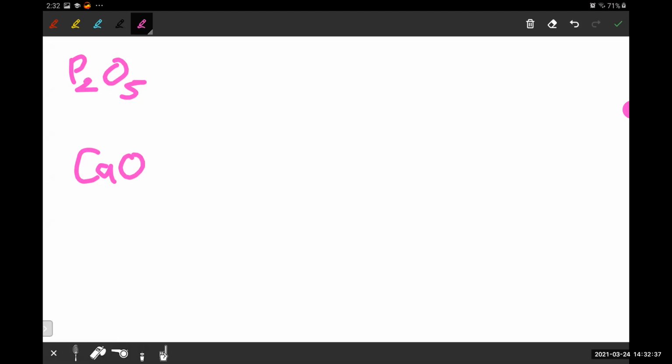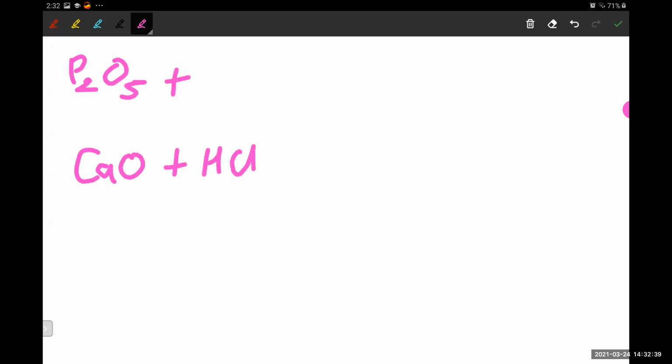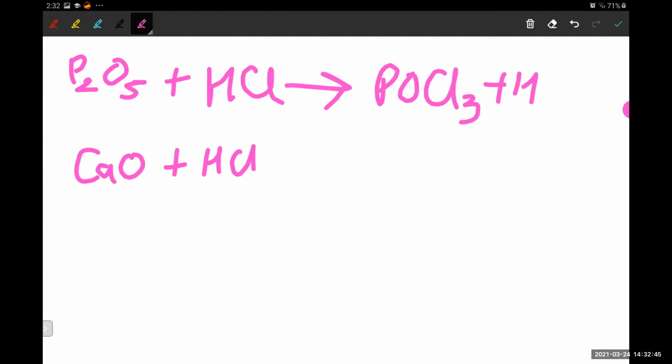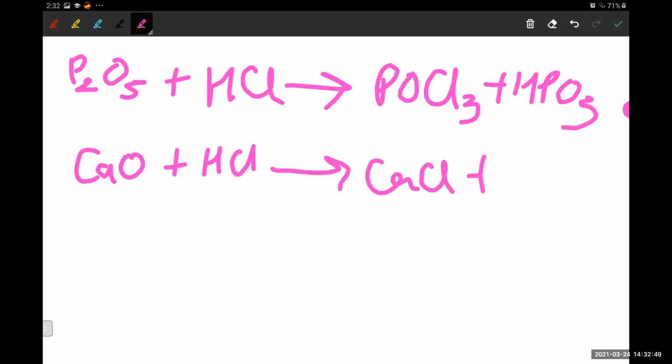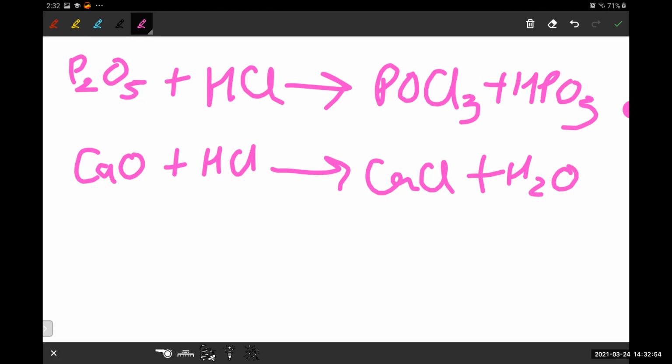So the answer is that when it reacts with HCl, it reacts very strongly and gives us a completely different compound. Can you see? It's giving us a completely different compound. Are we getting HCl here? No, we are not getting it.